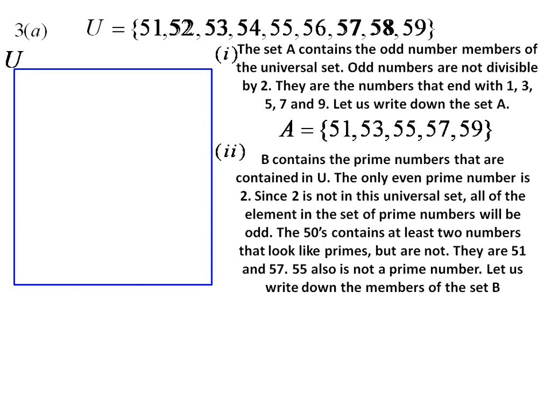Let us write down the members of the set B. Of course, 55 does not look like a prime number at all. Right, so let us write down B. B, 53 and 59 alone. We are saying that 51 is not a prime number, 55 does not look like one, and also 57 is not a prime number. So only prime numbers are 53 and 59. So 53, 59. Those are the prime numbers.